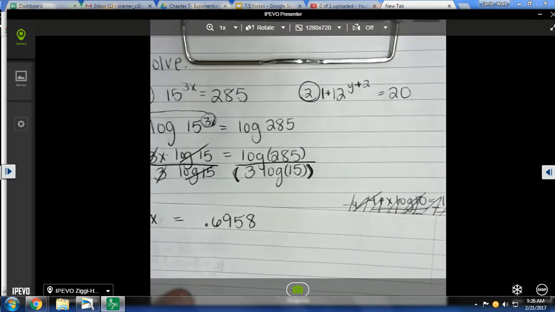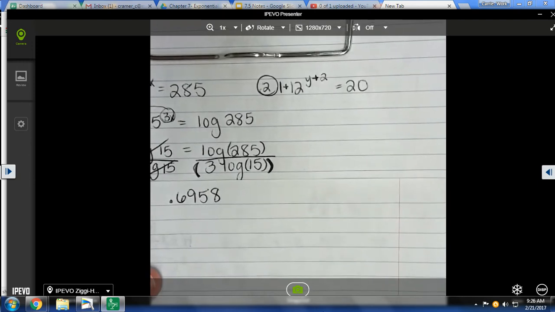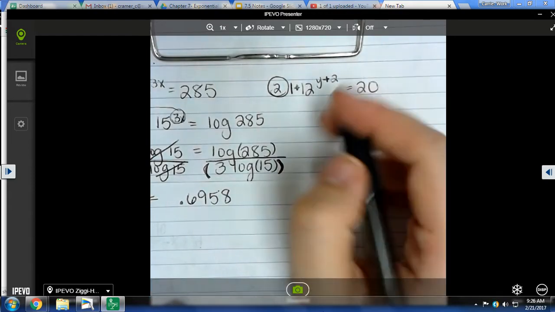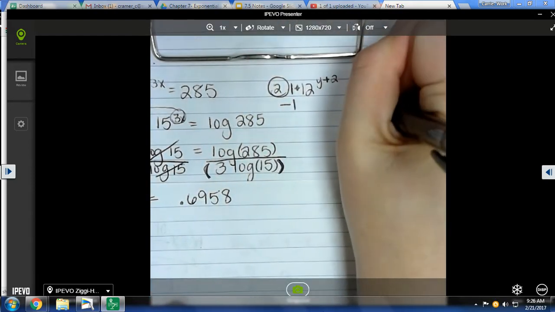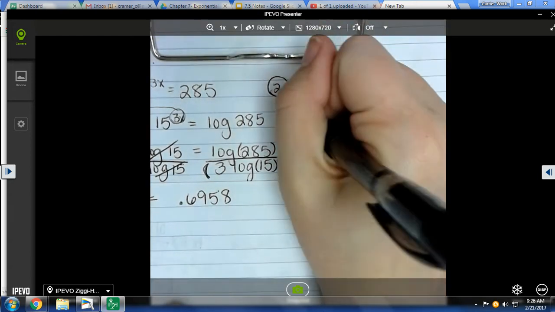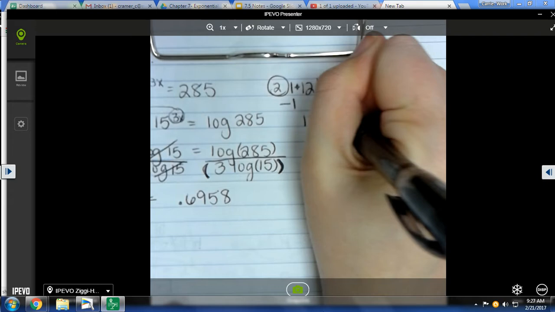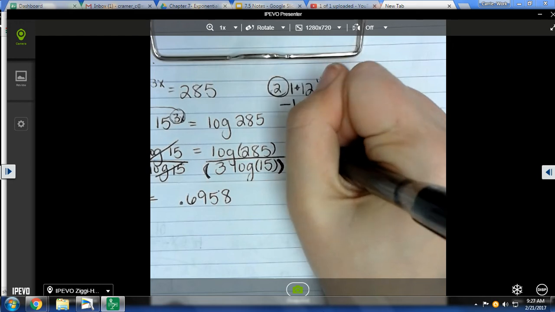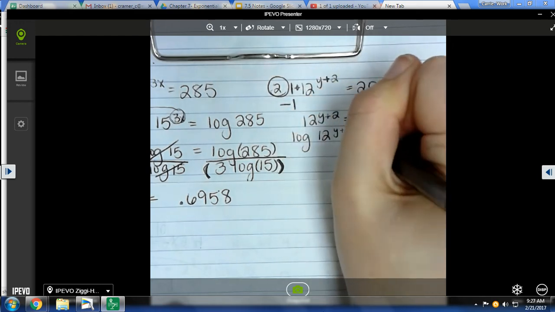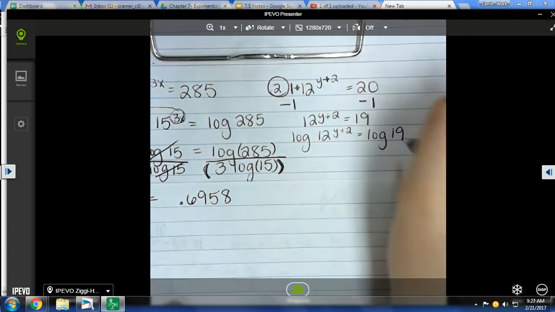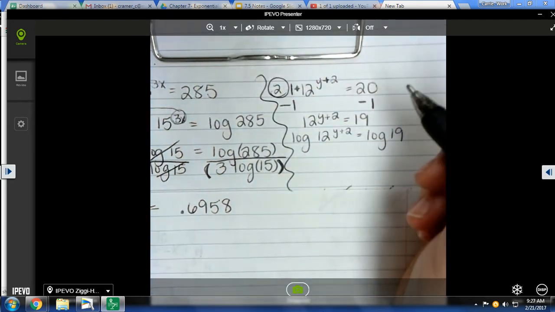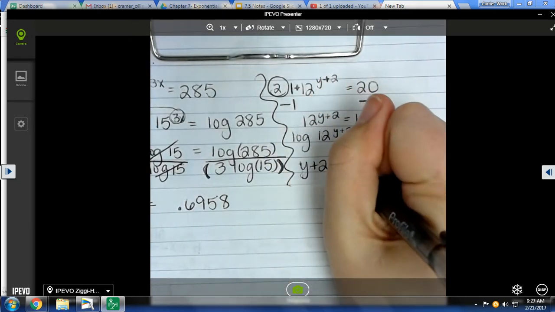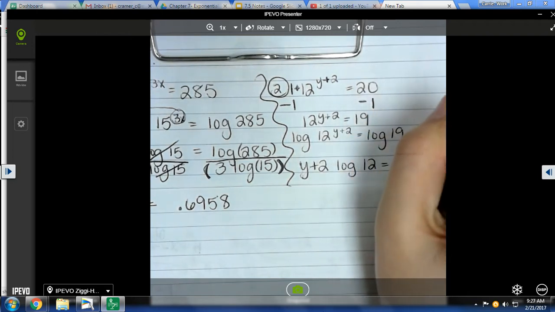All right, over here we have something similar, but here we do not have an expression by itself. Since we have this plus sign here, we can't take the log of both sides. What we need to do first, before we do anything else, is subtract the 1 from both sides. So now we have isolated the expression that has the variable and the exponent. Now we can take the log of both sides. And again, the reason that we do that is because now we can bring this down. So this becomes y plus 2 times log 12 equals log 19.